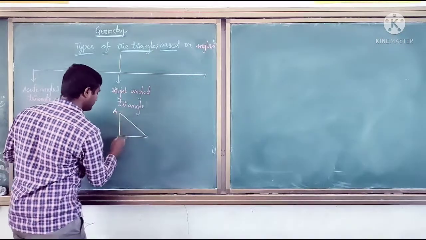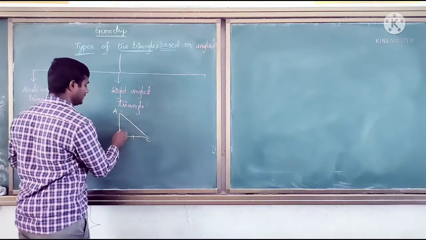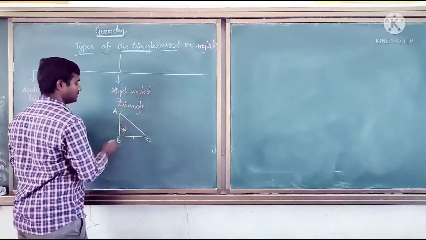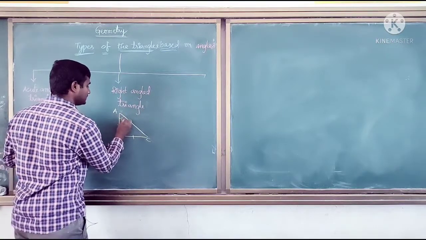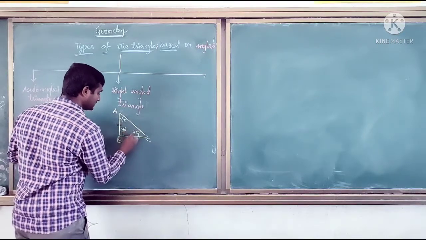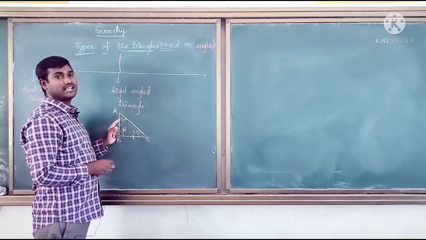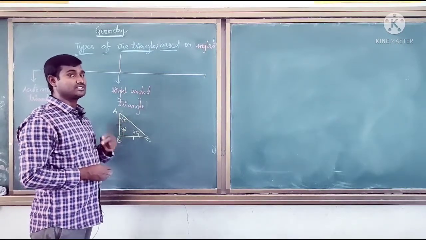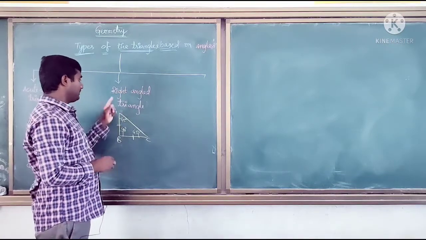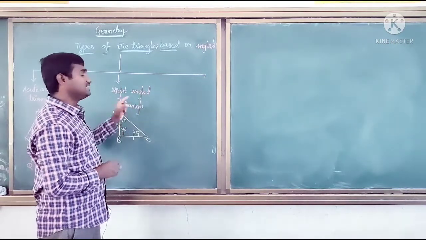Suppose in this triangle ABC, these two sides are equal and this is a right angle, 90 degrees, so the other angles are 45 degrees and 45 degrees. So these two sides are equal. In a triangle, if two sides are equal, we call it an isosceles triangle. And in a triangle, if one angle measures 90 degrees, it is called a right angle triangle.